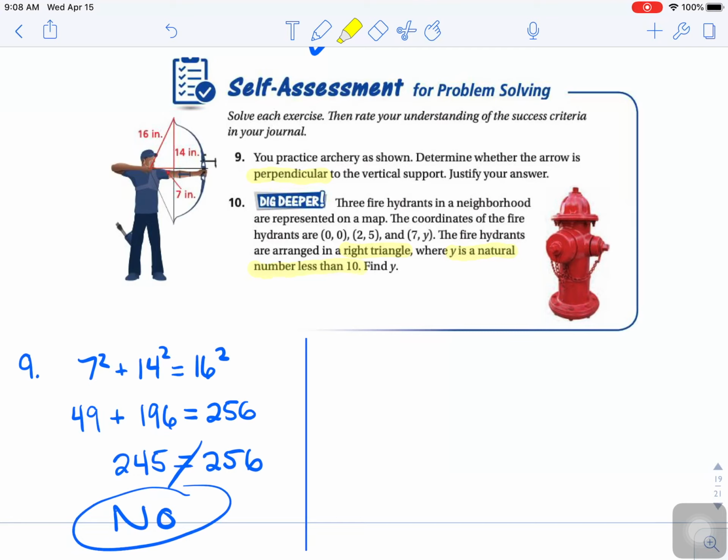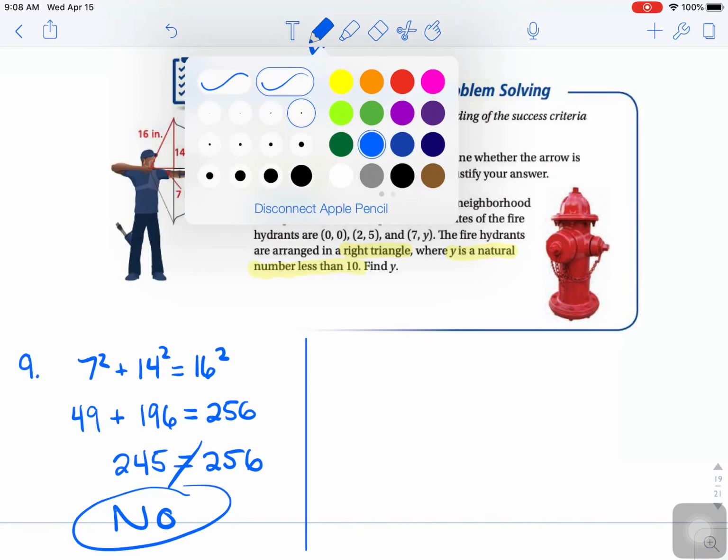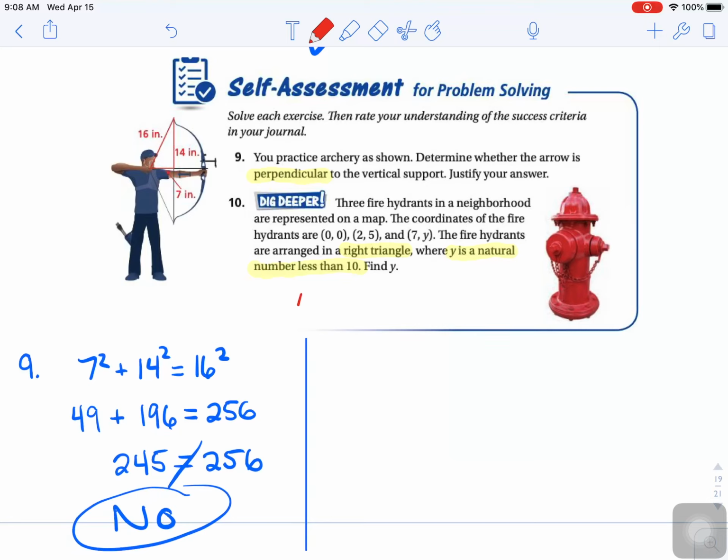Alright, so we know that it is a right triangle, we know that y is a natural number less than 10, okay, which means that it is going to be like 1, 2, 3, 4, 5, 6, 7, 8, 9, because those are our counting numbers. All right, so let's set up this problem. I'm going to call A (0, 0). I'm going to call B (2, 5). And I'm going to call C (7, y). Okay, just because it will be a little bit easier to talk about.